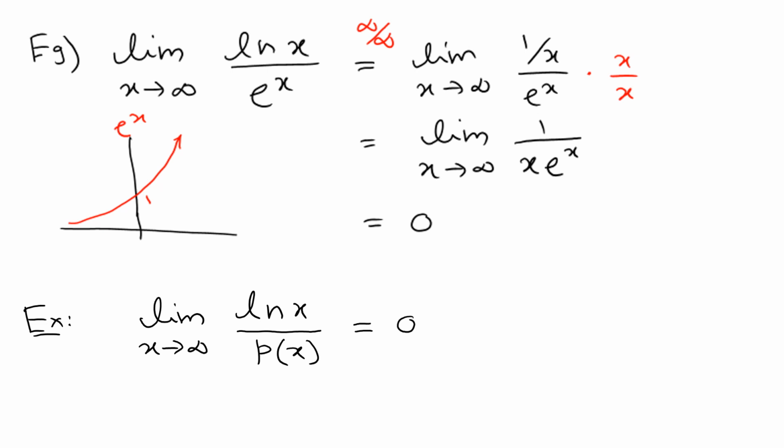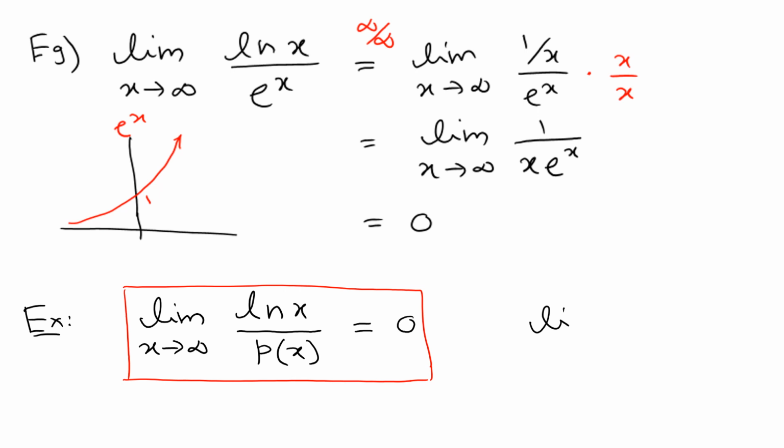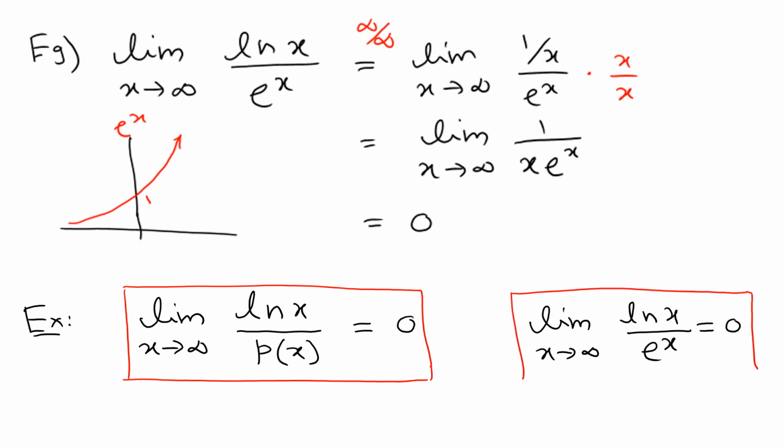So this is also a result. These results are very important, so you can use them in the future. So I'm going to write this as a result. For any polynomial, this one is 0. Actually, the more important result is the one we had previously: the limit when x goes to infinity of ln x over e^x is equal to 0. So these two results are very important for the future. That means ln x grows much slower compared to those two functions. That's what it means. Okay, so let's look at one more last problem.